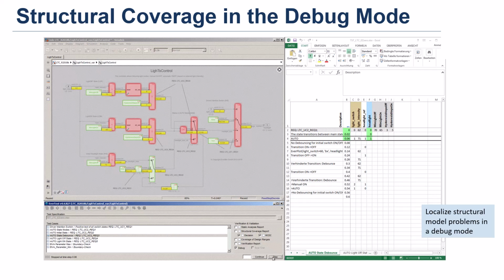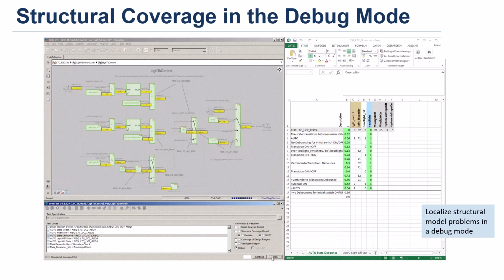You can localize structural model problems in a debug mode. Here you see how the model turns from red to green over the test sequence. At the end, the complete structure is tested.